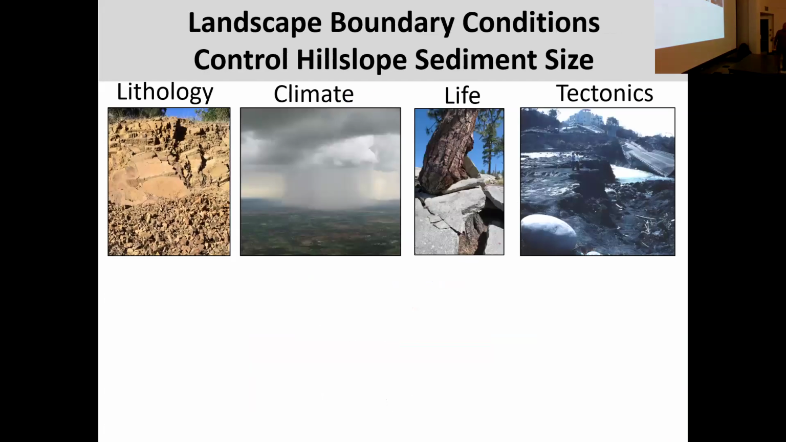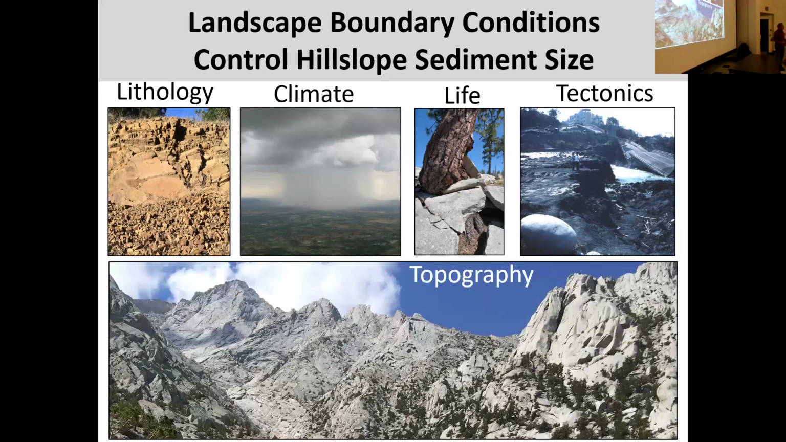Okay, so at the landscape scale, what are the factors we care about? Well, there's the rock type, there's the climate, there's life. Organisms really have a big role to play in creating sediment particles. And tectonics, which drives erosion rates, has got to matter. So we could systematically explore these things one at a time, but they all feed together to create topography. So we could also ask about, are there correlations with sediment size simply but with topographic attributes like slope?